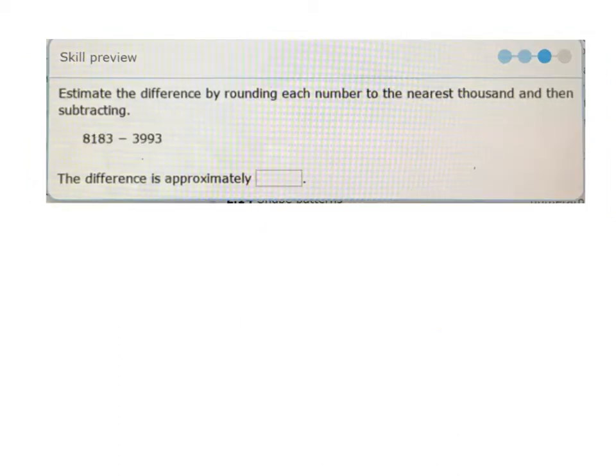Same concept in this example. Estimate the difference by rounding each number to the nearest thousand and then subtracting. I'm looking at 8,183 minus 3,993. If you're comfortable, go ahead and do it quickly. 8,183, nearest thousand is 8,000. Minus 3,993, it's closest to 4,000. 8,000 minus 4,000 is 4,000.